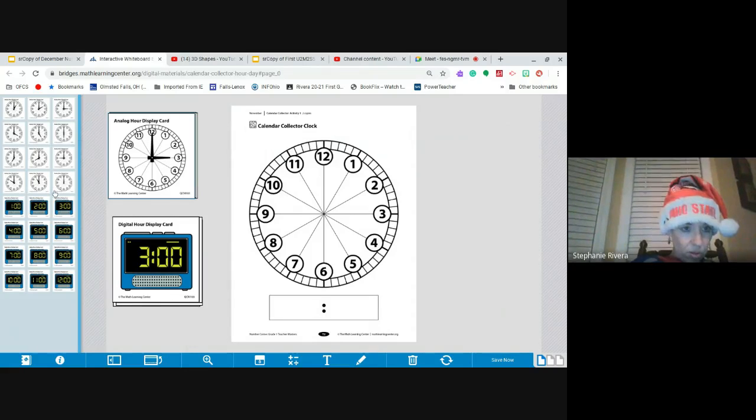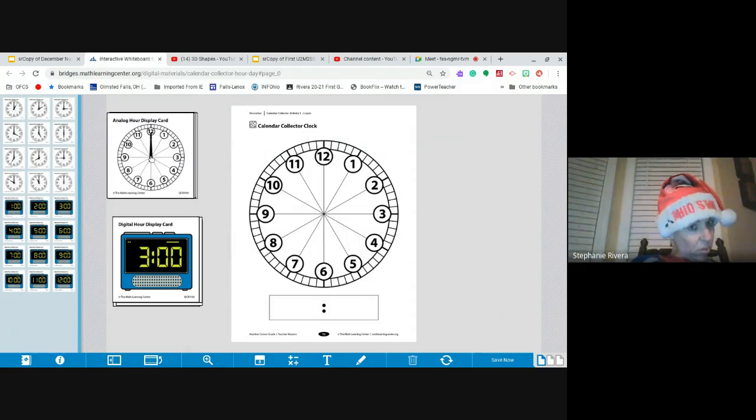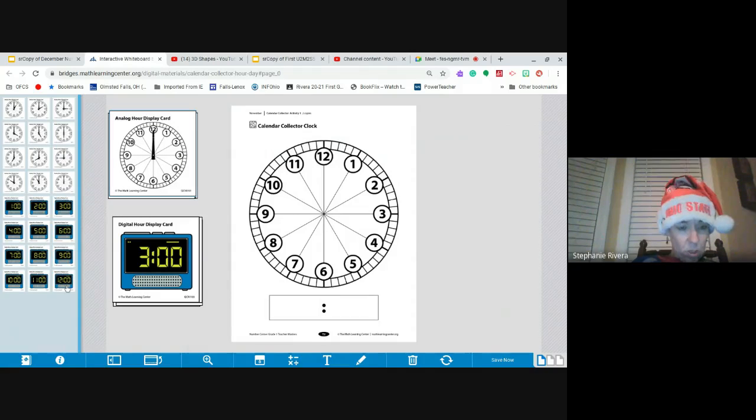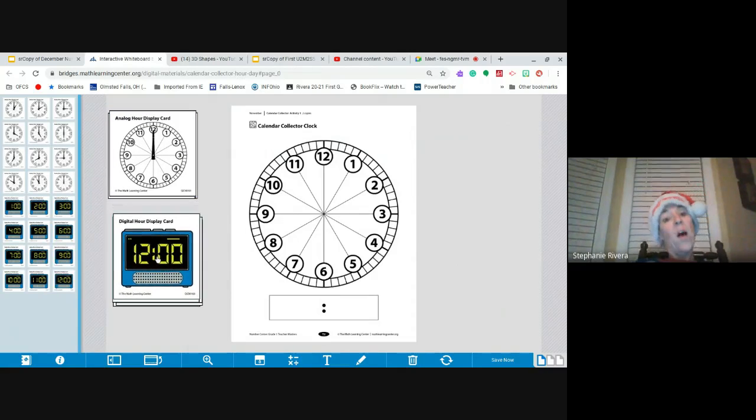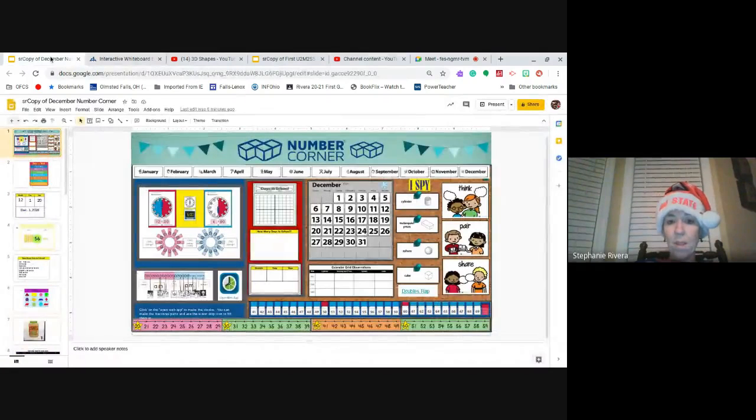I always like to do this one every time just to make sure we always have this one. Short hand on the 12, long hand on the 12. You got it. 12 o'clock. We're going to keep doing time this month. We'll keep checking out that clock.